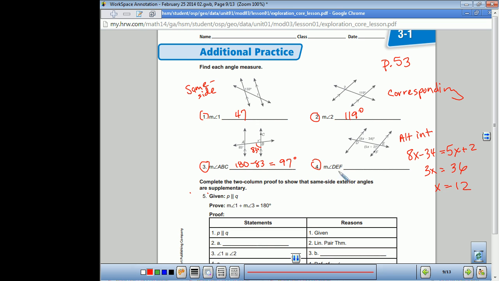Is the answer 12? No. X is 12. The question asks you to find the measure of D, E, F. So we're looking here. So we do 5 times 12 plus 2, which is 62 degrees.